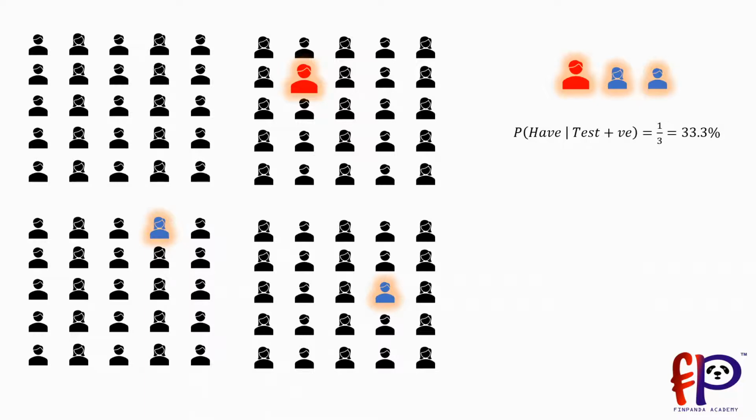This is what Bayes' theorem helps you calculate. In this context, it's the probability that one has the disease given one tests positive. This could be used in any situation to answer similar questions. What's the probability of A given B? Mathematically, this is expressed as probability of A given B equals the probability of B given A multiplied by probability of A divided by probability of B.